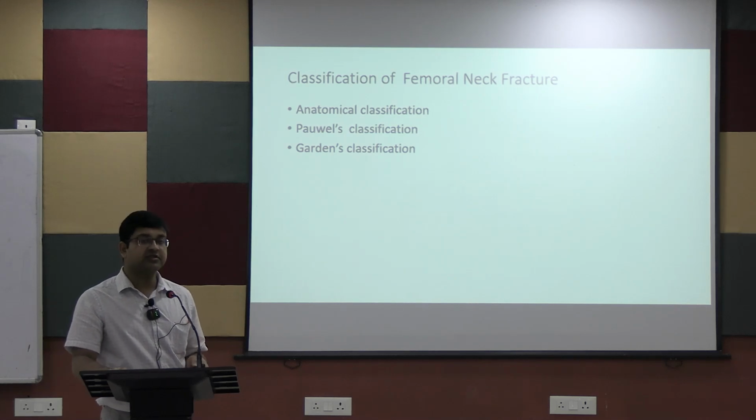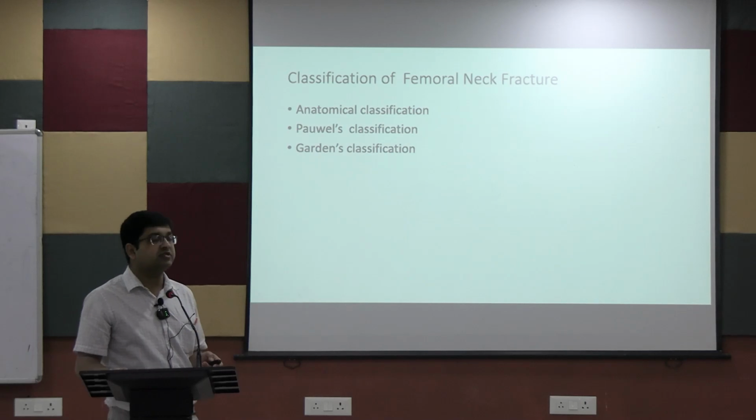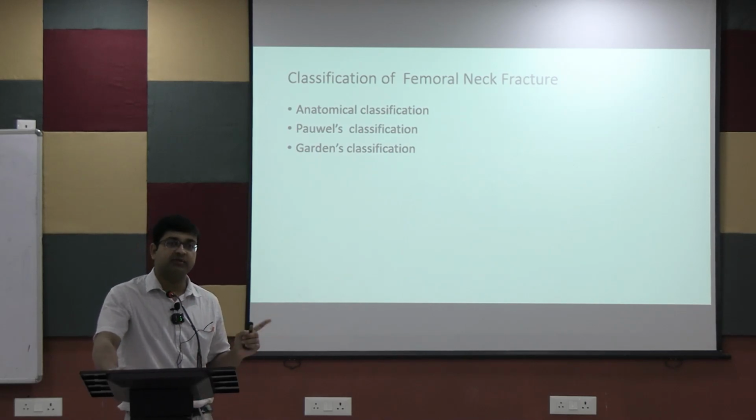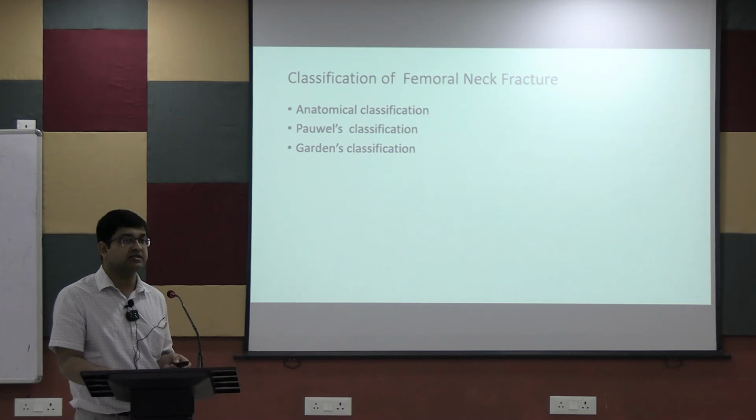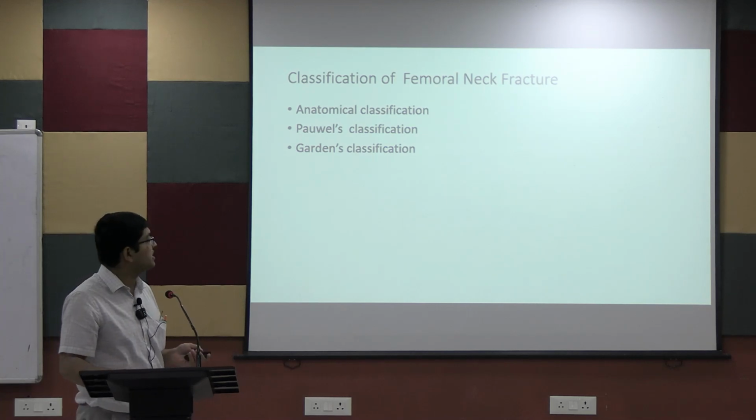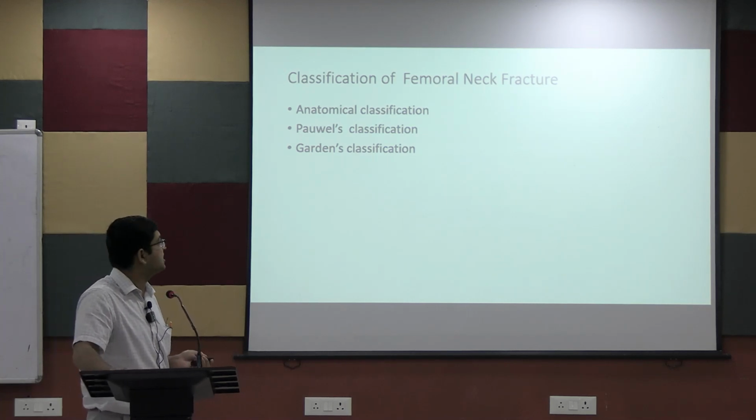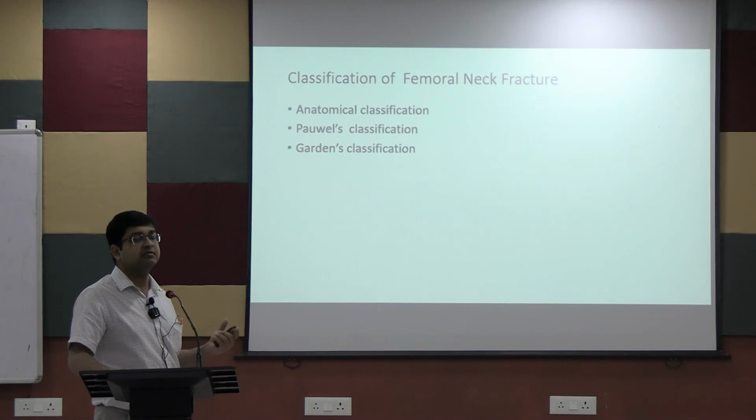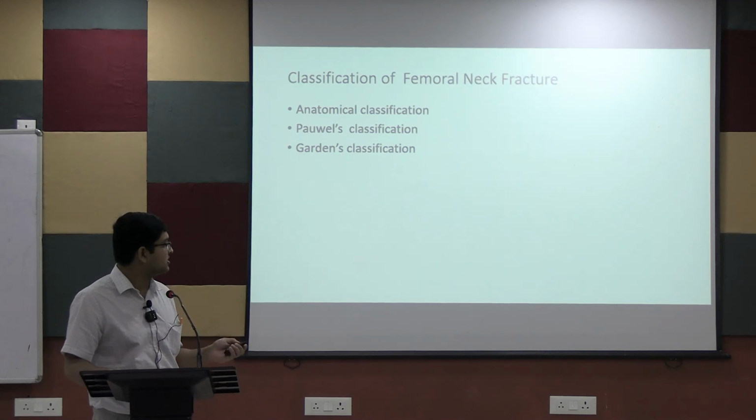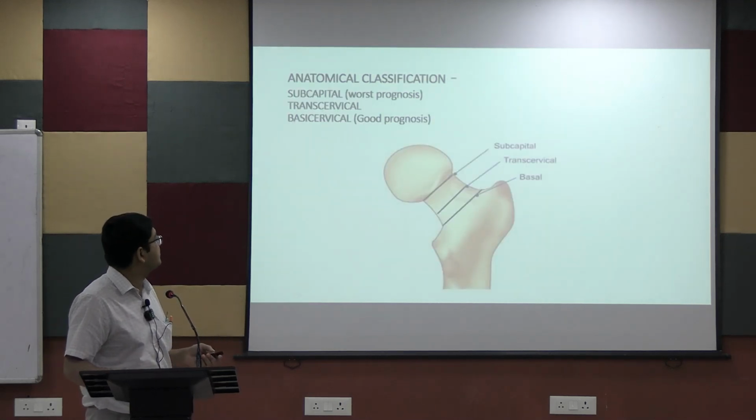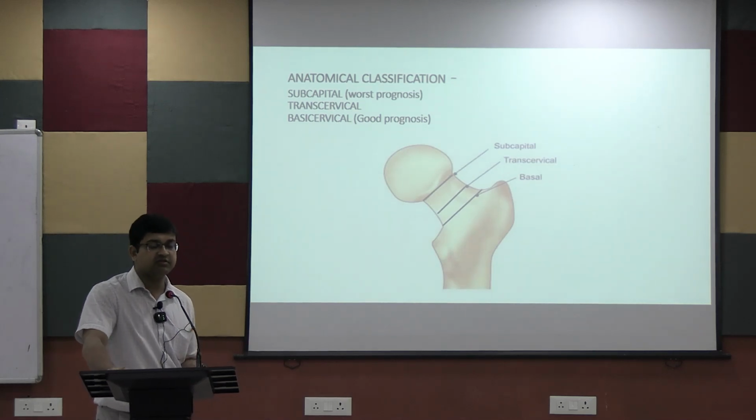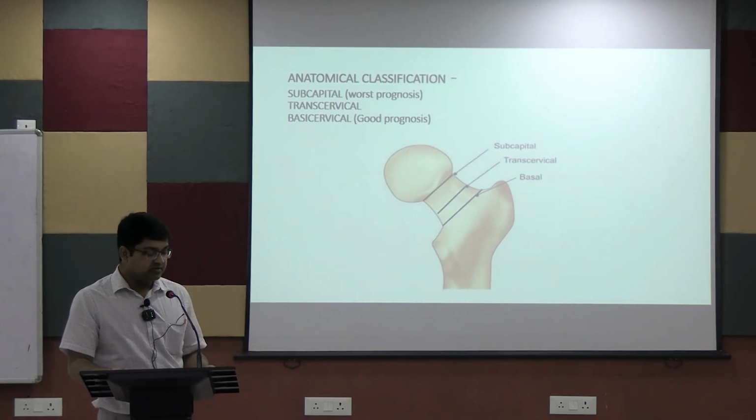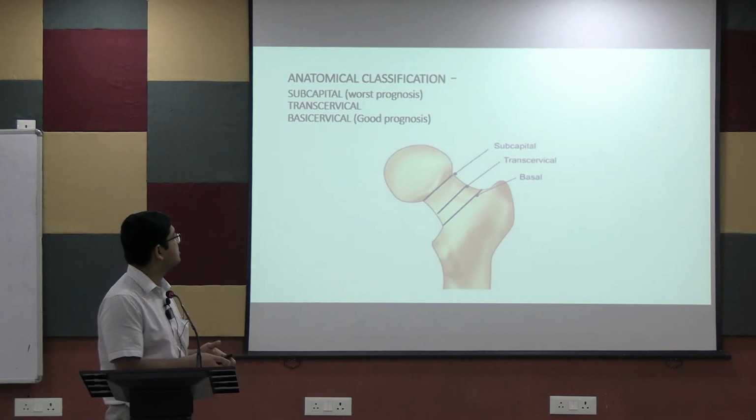So there are several systems available. First of all is the anatomical classification. You have to remember all these three: anatomical classification, Powell's classification, and Garden's classification. So what is anatomical classification? It depends upon the anatomical position of the fracture line. Now anatomical classification is very easy. It depends upon the position of the fracture line.